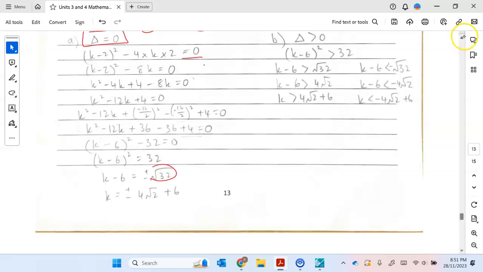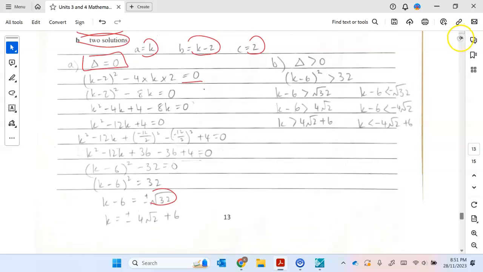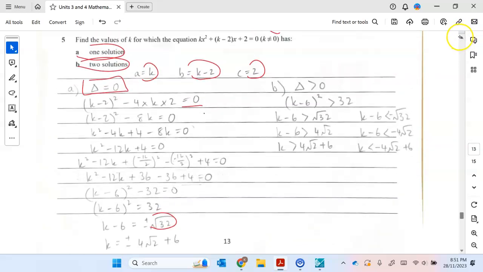Now, checking those solutions, both of them will work. So remember, it's just, you know, if we got k equals, well, let's just check if that would work. Yeah. So if k was 0, then you wouldn't have a parabola.